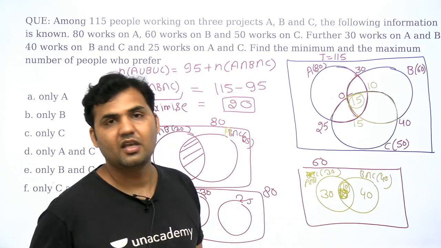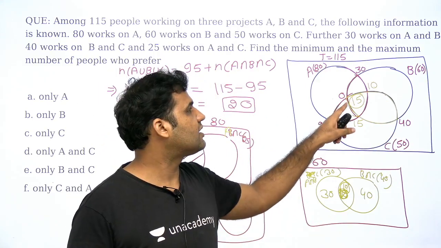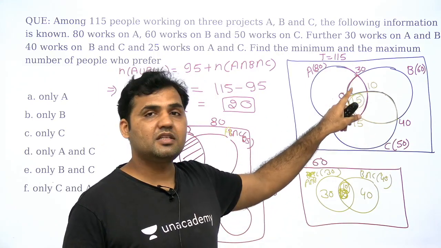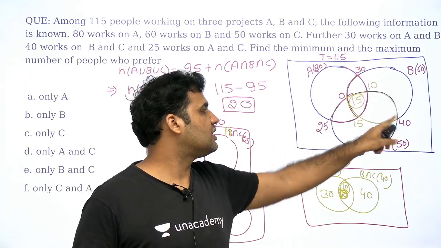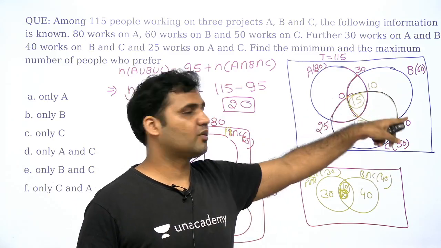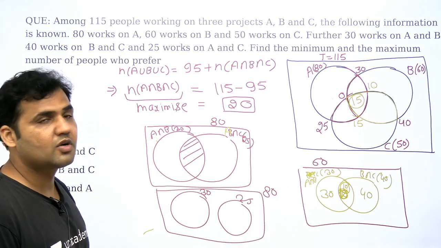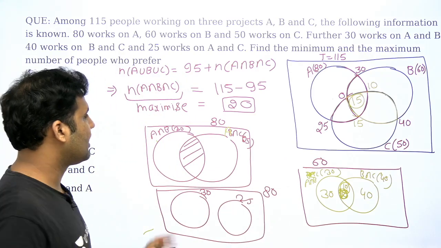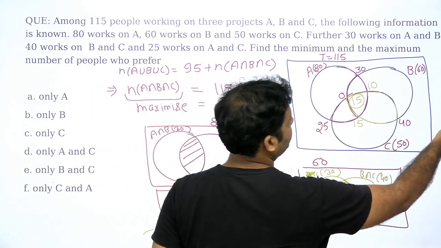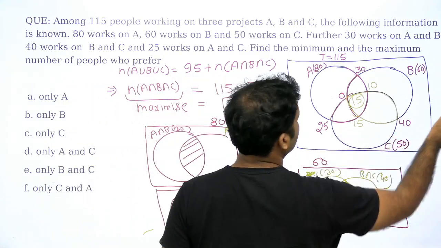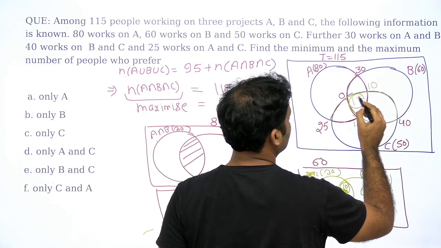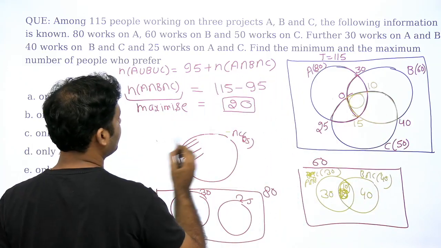Now this is the way of finding the minimum of A intersection B intersection C when three sets are given and the values on this part are also given. So the minimum of A intersection B intersection C is given to you as 15, right? Now let's note it down over here. The minimum is 15. I'm removing this here and I'm writing it down over here.